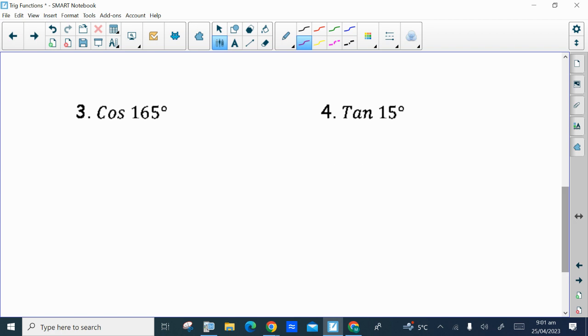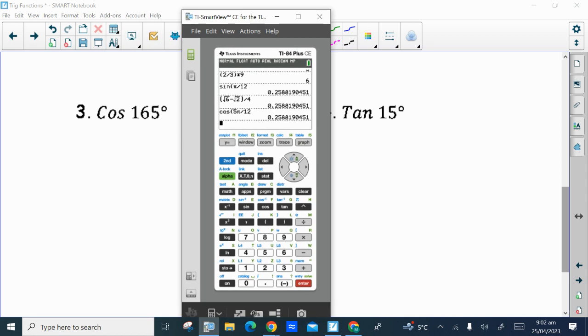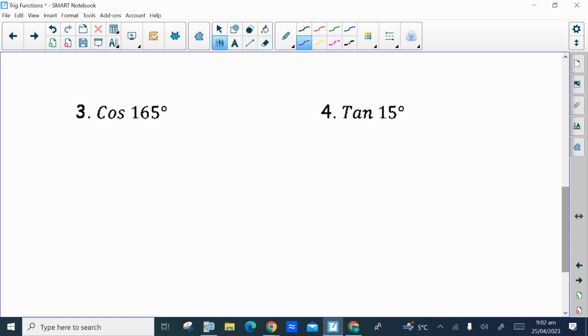These next ones are in degrees. So if we're going to check our answer, we have to change the mode of our calculator into degrees. The cosine of 165 is that decimal there. So it's different. But we want to find the exact value, so we need to use sum or difference identities to get that.